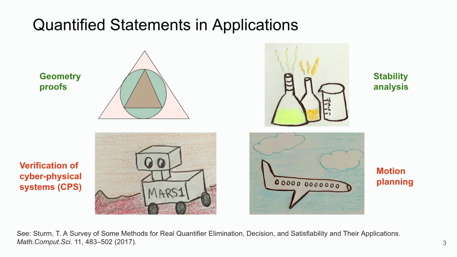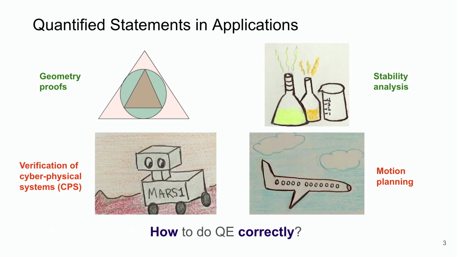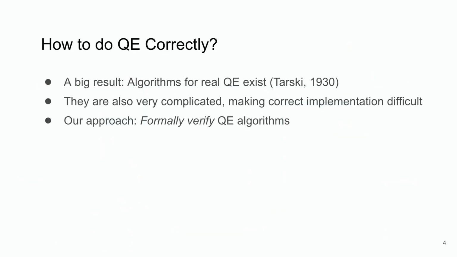So some of these examples are safety critical. If we're using quantifier elimination to answer some question in robot motion planning, we don't want the wrong answer. And this motivates the question, how do we do QE correctly? So a big result is that around 1930, Alfred Tarski proved that the theory of real closed fields is decidable. So algorithms to do this quantifier elimination exist. This is exciting. However, these algorithms tend to be fairly mathematically intricate, and that makes implementing them correctly difficult. So our approach is to formally verify these algorithms in theorem provers, and thus get correctness guarantees.